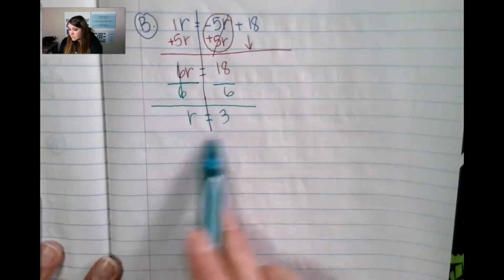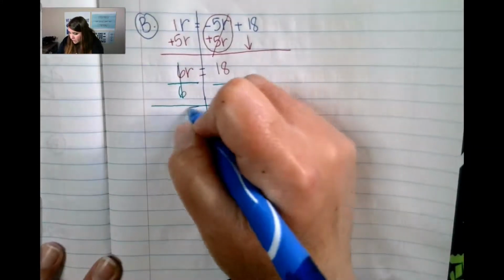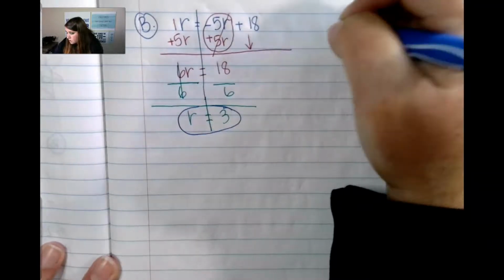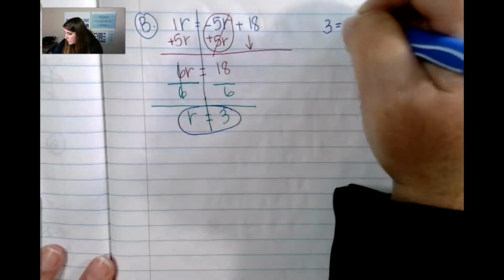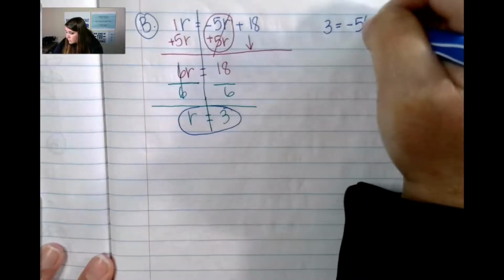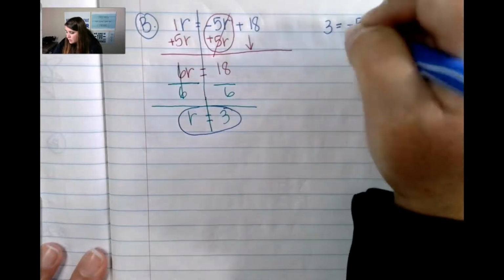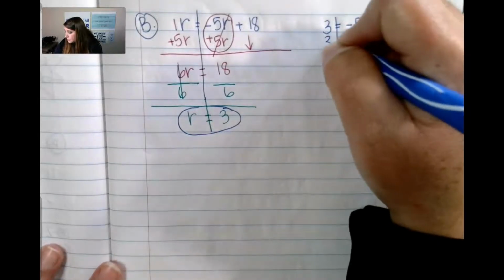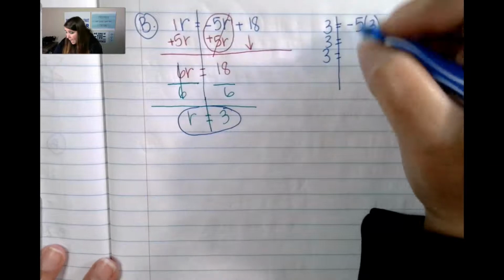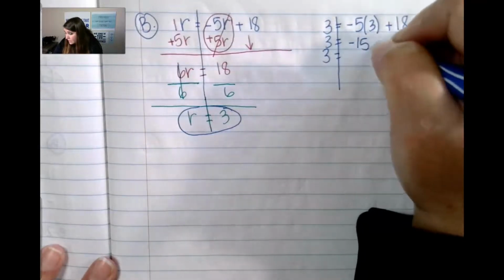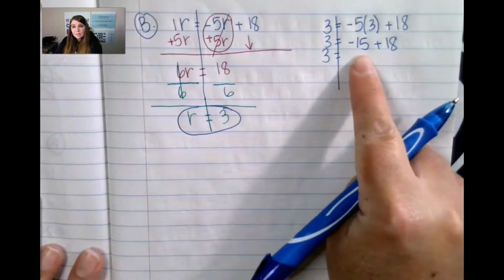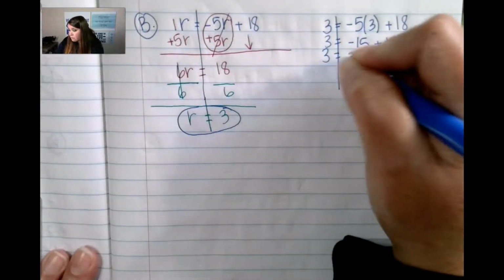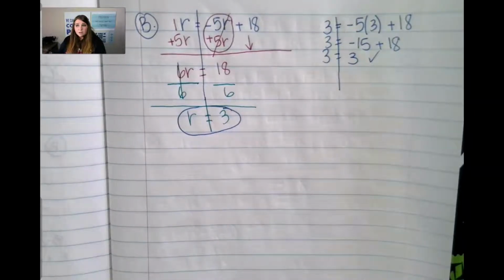We're going to now take this and plug it in to check our solution. So over here I said r is equal to, so instead now I'm going to say 3 is equal to negative 5 times 3 plus 18. Negative 5 times 3 is actually negative 15 plus 18. So I had negative 15 in the bank. I deposited $18, which gives me 3. And 3 is equal to 3. So my solution checks out.